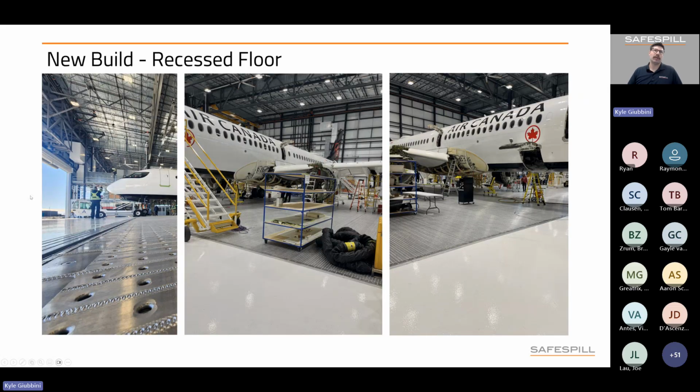In new builds, we typically utilize a recessed floor design. So the height of the ILDFA flooring is about 2 inches in height. So in new construction, it's quite simple to pour a 2-inch recess in all of the areas where the ILDFA is going to be installed. And this allows us to eliminate the need for ramps around the perimeter of the flooring, and provides a smooth, clean transition from the surrounding concrete floor onto the ILDFA surface.